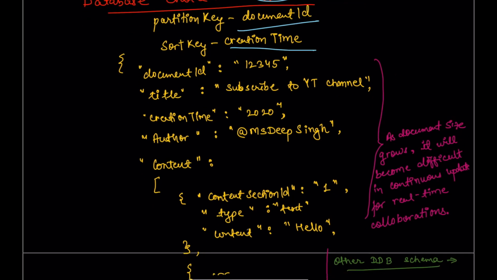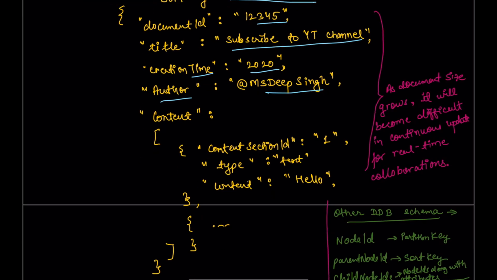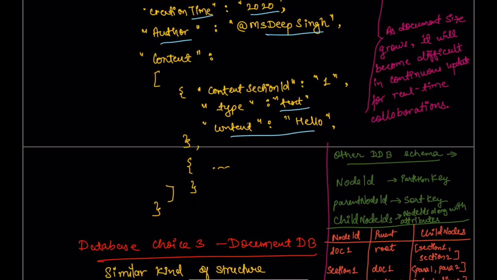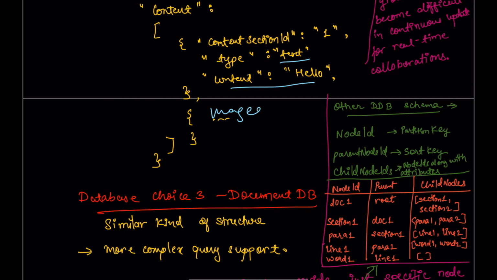If we take a certain example, this is, let's say, the document ID, then the title is "subscribe to my YouTube channel", creation time is 2022, author is MsDeep Singh. Content could be a section ID, then type is text, and then content is "hello". Similarly, you might have images, in which you might have an image link. Let's say you are dumping the image to S3, so you will have an image link to that S3.